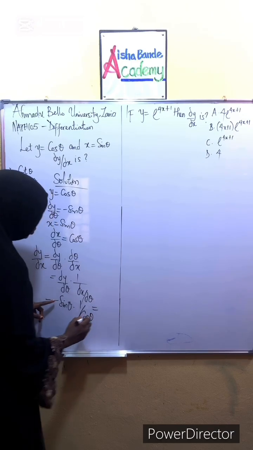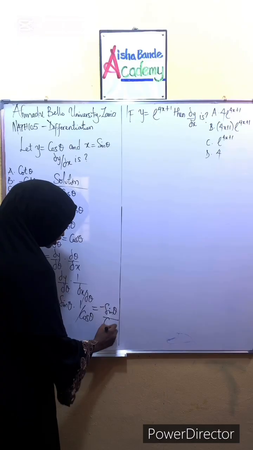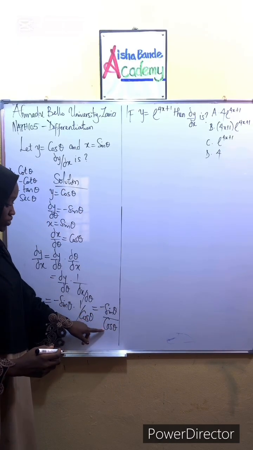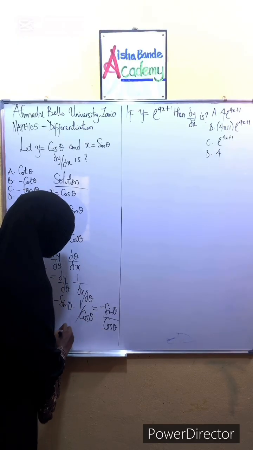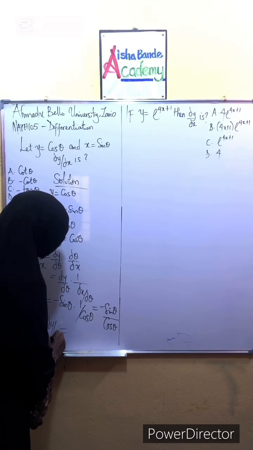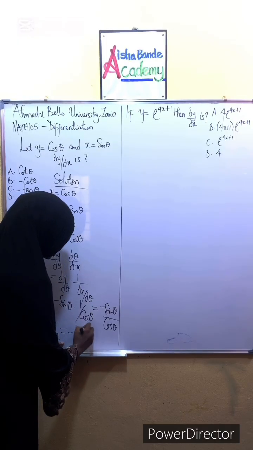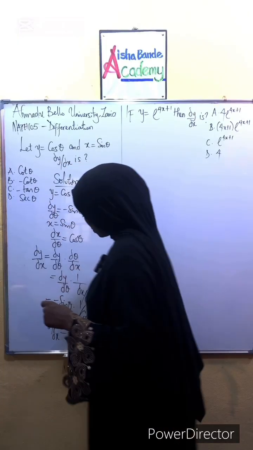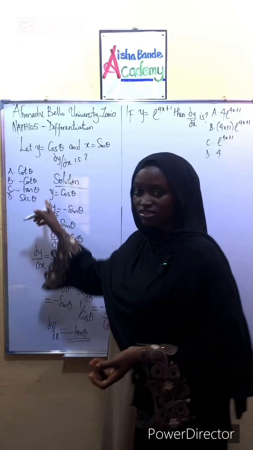So multiplying this, minus sine theta times 1 is minus sine theta over our cos theta. And we know that sine theta over cos theta gives us a value of tan theta. So here we have that dy/dx is going to be minus tan theta. And this is the final answer. So looking at the options, the correct option for this question is option C, which is minus tan theta.